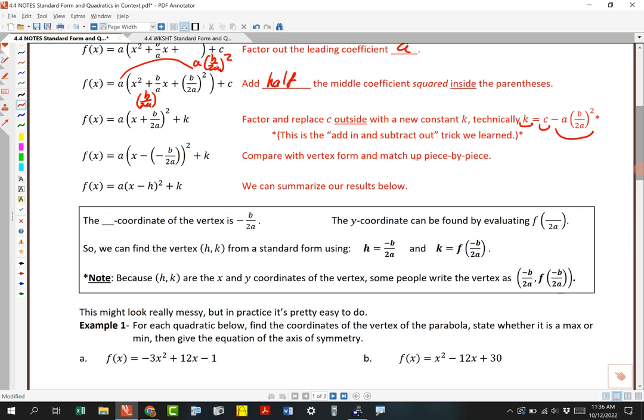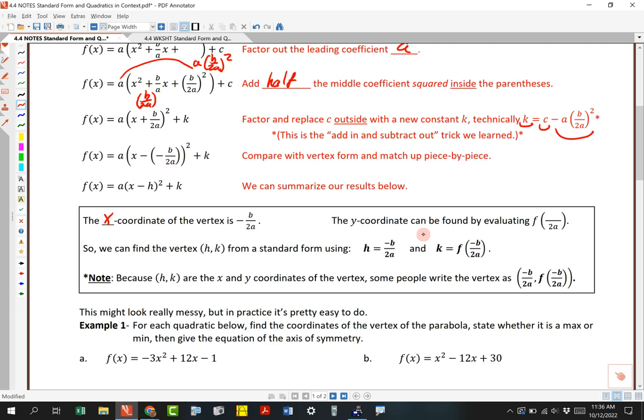So if I slide down here, now I do not expect you to get every single ounce of this, but what I do want you to think about is this. If I got it in vertex form, let's match a couple of these things up. The x-coordinate of the vertex would be this right here. So the x-coordinate of the vertex would be the negative b over 2a. The opposite of half the middle coefficient.